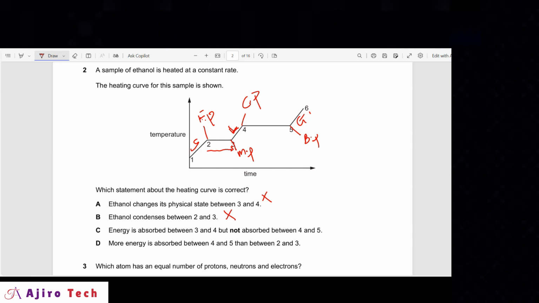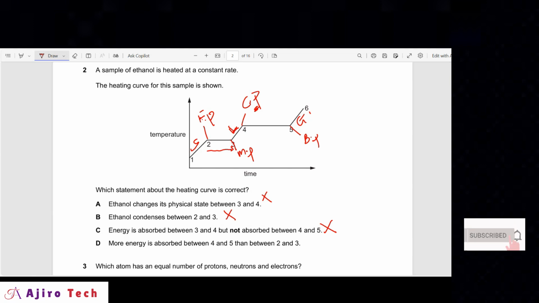Then the third one says energy is absorbed between 3 and 4, but not absorbed between 4 and 5. Okay, so 4 and 5 is where you could see a lot of energy being absorbed when the evaporation is taking place. But when we look at 3 and 4, it's just the liquid. There is no change of state occurring there. Okay, so this is off.